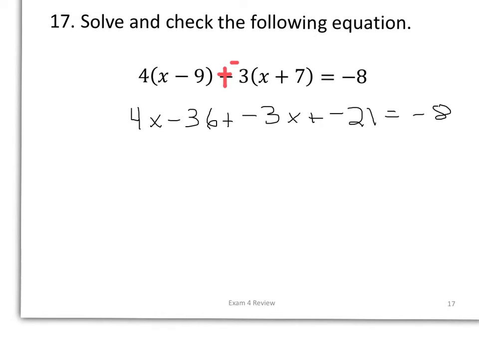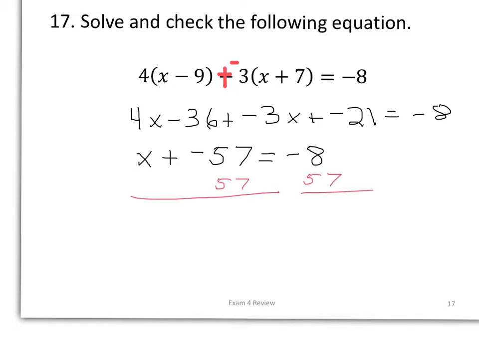So now we combine like terms. 4x minus 3x is x. Minus 36 plus negative 21 is minus 57. I'm going to say plus negative 57 equals negative 8. So let's add 57 to both sides. And we get x equals 49.